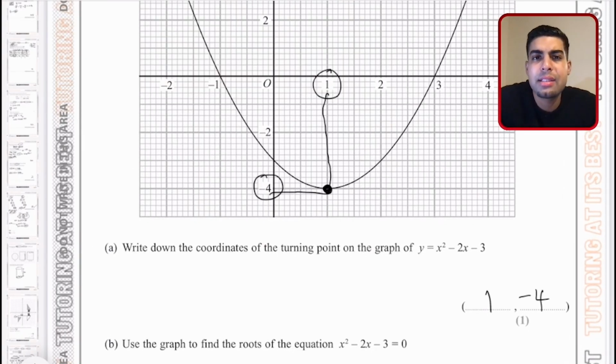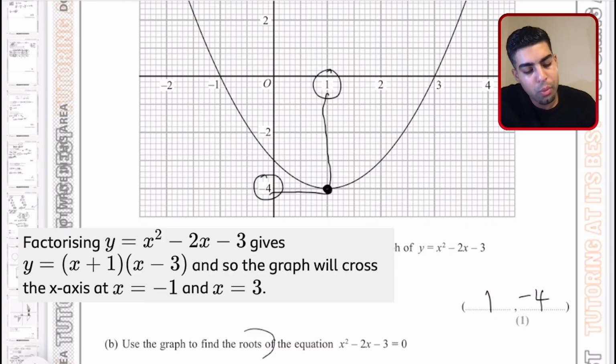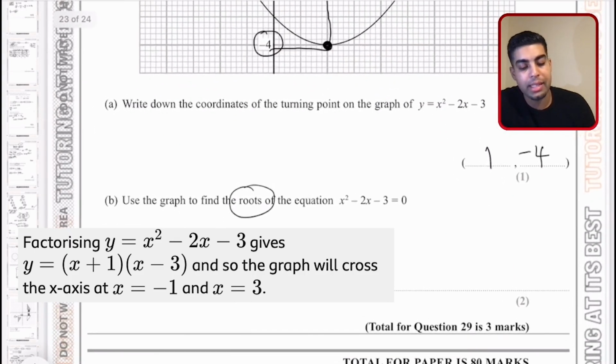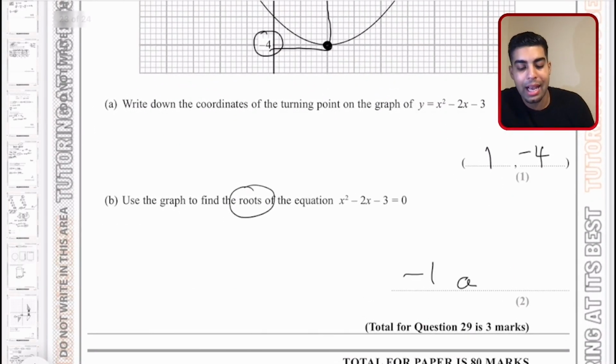But then they've also asked us to find the roots of the equation. And how do we go about doing this? Well, when they mention roots, we simply need to see where it intersects on the x-axis. So again, if we take a look, we can see it intersects at -1 and it intersects at 3. So we can simply go ahead and write -1 and 3. I hope that was clear.